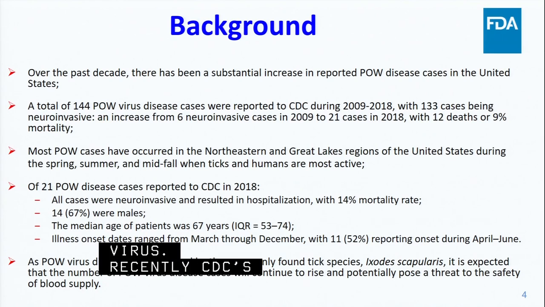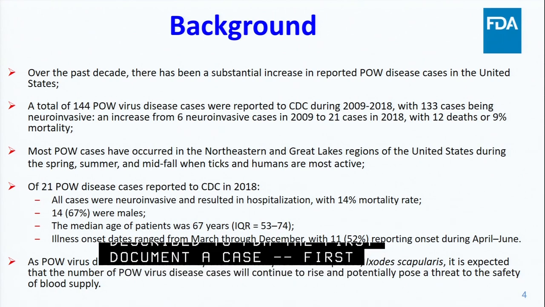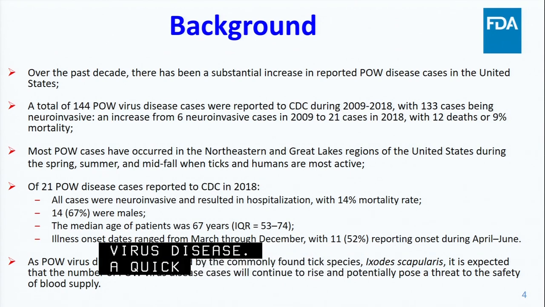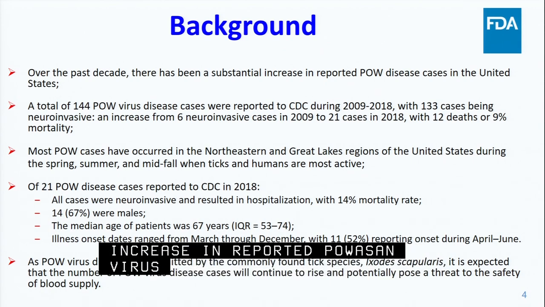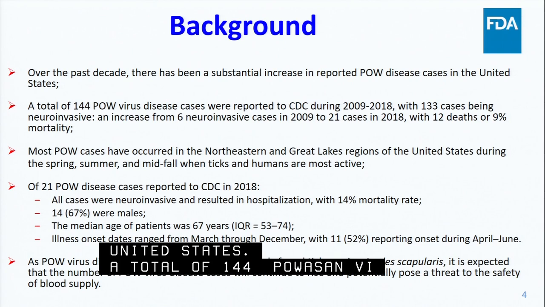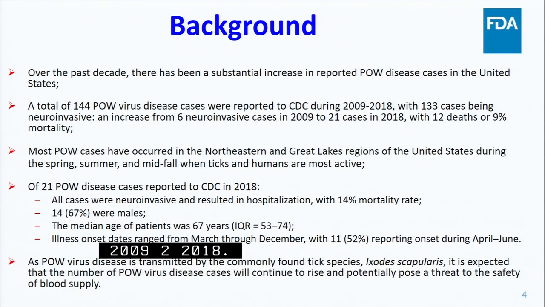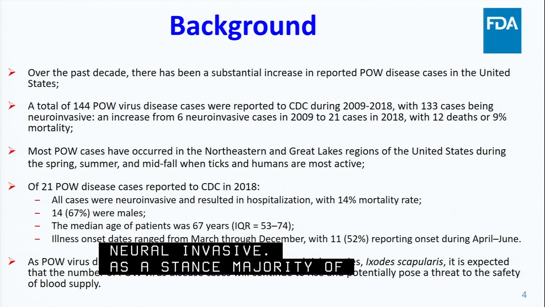So just a quick background about epidemiology. Over the past decade, there's been a substantial increase in reported Powassan virus disease cases in the United States. A total of 144 Powassan virus disease cases were reported to CDC during the 10-year period from 2009 to 2018, with 133 cases being neuroinvasive. So a substantial majority of those cases were neuroinvasive, an increase from about six neuroinvasive cases in 2009 to about 21 cases in 2018, with about 12 deaths or 9% mortality among the neuroinvasive cases.